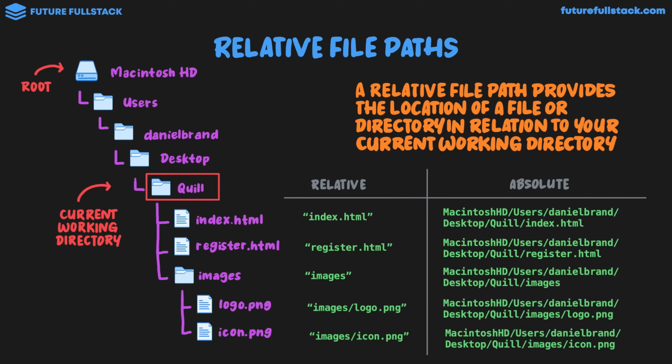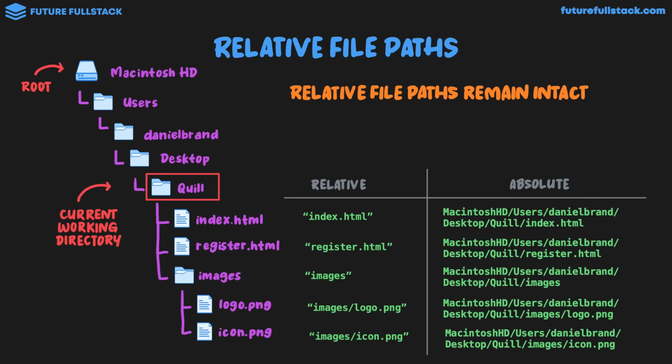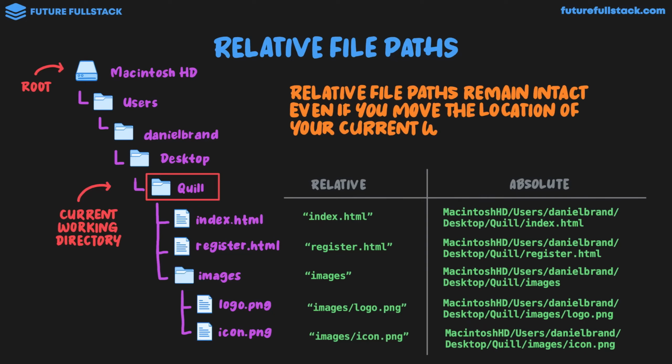In addition to being a lot more concise and easy to work with, relative file paths have another advantage, which is relative file paths remain intact even if you move the location of your current working directory. Let's say, for example, I move the Quill folder from my desktop to my documents folder. The relative file paths still work, as all references are based on the current working directory. This is not true for the absolute file paths. They still reference desktop, so these files will not be accessible as the Quill folder has moved into Documents.